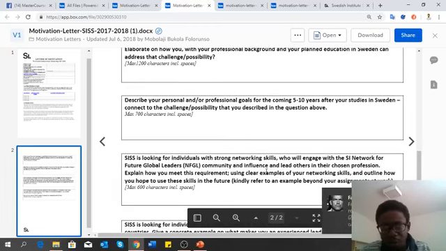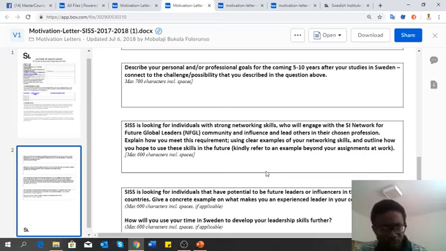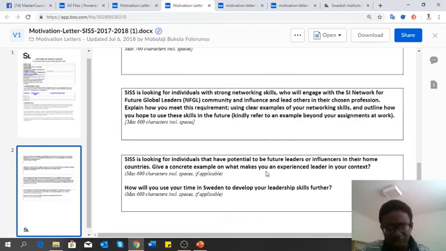Okay, what are your networking skills? How have you been able to connect with people in the past to achieve an objective? They want to know about it with clear examples. Then how have you been a leader in the past, or how are you a leader presently? What are you going to be doing in Sweden to develop your leadership skills?